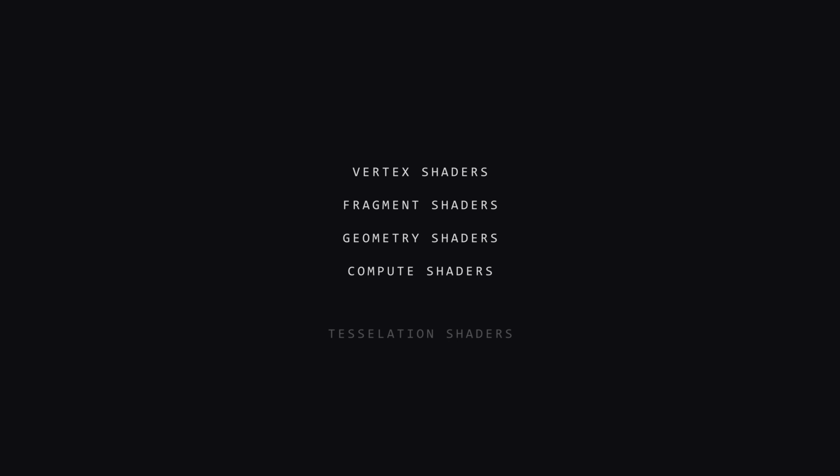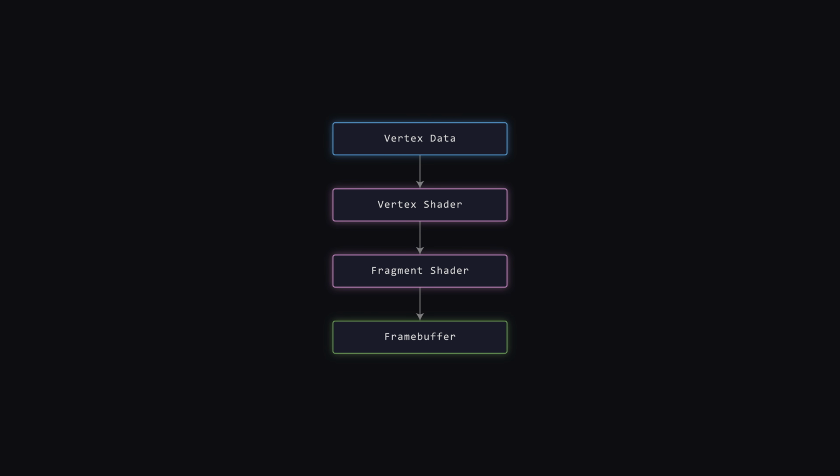There are lots of shaders: Vertex Shader, Fragment Shader, Geometry Shader, Compute Shader, Tessellation Shader, etc. For most of the series, we're going to focus on Vertex and Fragment shaders. The simplified graphics pipeline looks like this.